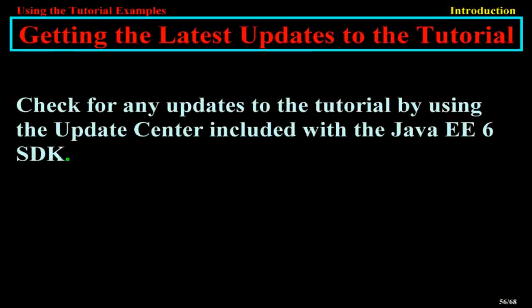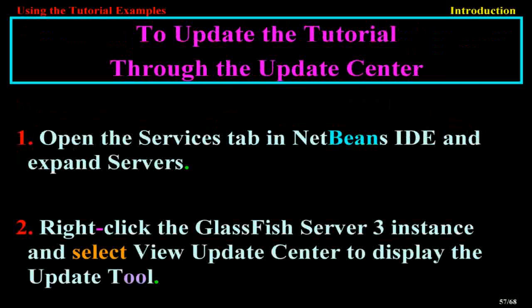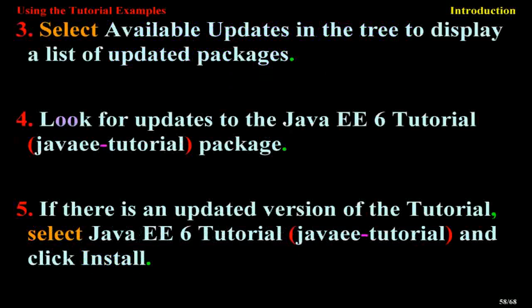Getting the latest updates to the tutorial. Check for any updates to the tutorial by using the Update Center included with the Java EE 6 SDK. To update the tutorial through the Update Center, open the Services tab in NetBeans IDE and expand Servers. Right-click the GlassFish Server 3 instance and select View Update Center to display the Update tool. Select Available Updates in the tree to display a list of updated packages. Look for updates to the Java EE 6 tutorial package. If there is an updated version of the tutorial, select Java EE 6 Tutorial and click Install.